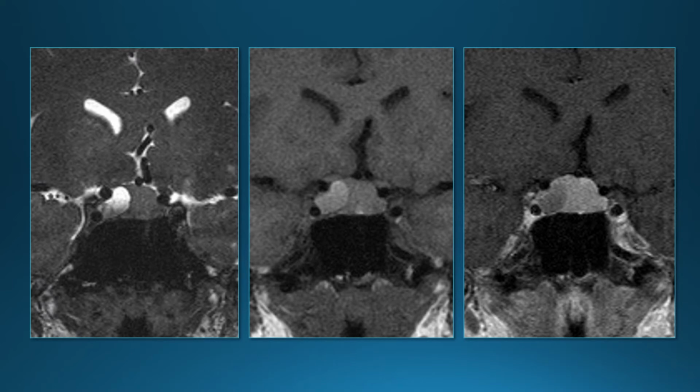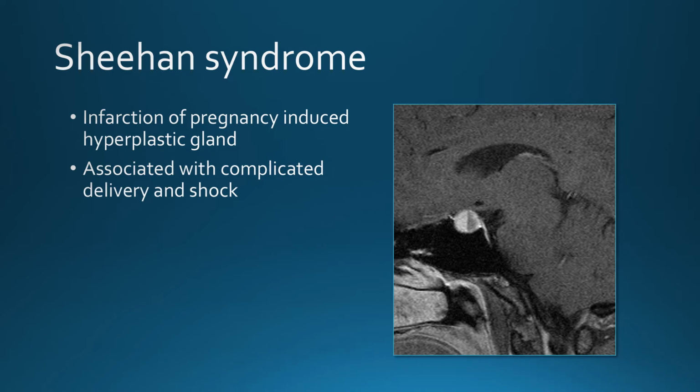Here are the coronal images. You can see this had hemorrhage into the right side of the pituitary gland here. And post-contrast, the hemorrhagic area does not enhance with contrast. So this is a patient with Sheehan syndrome, infarction of the pituitary due to pregnancy-induced hyperplasia. And typically you see it in patients with complicated delivery where there's hypotension and shock, and then you get infarction of this hyperplastic pituitary gland.